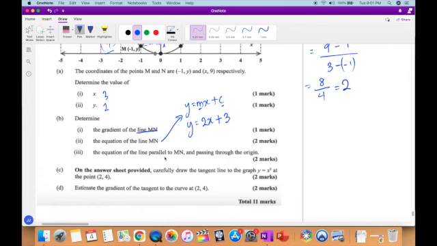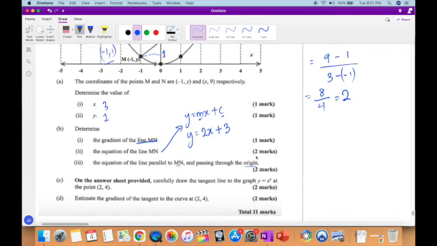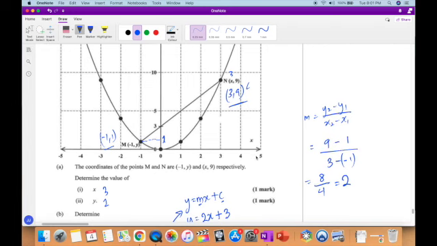The equation of the parallel line to MN passing through the origin. So it has some line that is parallel to MN, and I didn't draw that well at all. Parallel to MN and it passing through the origin.